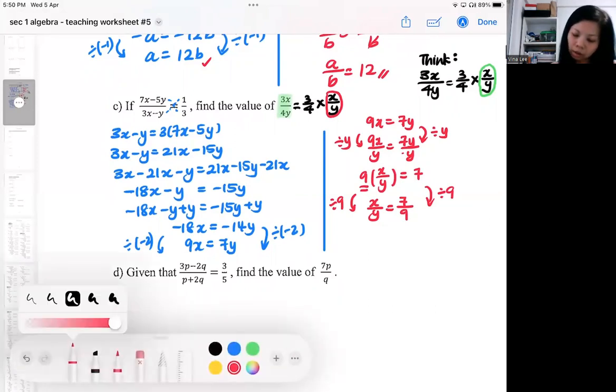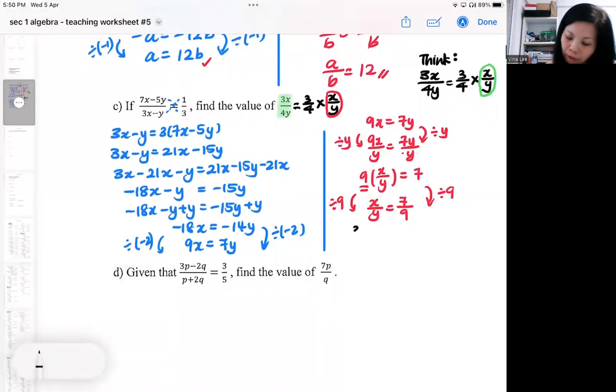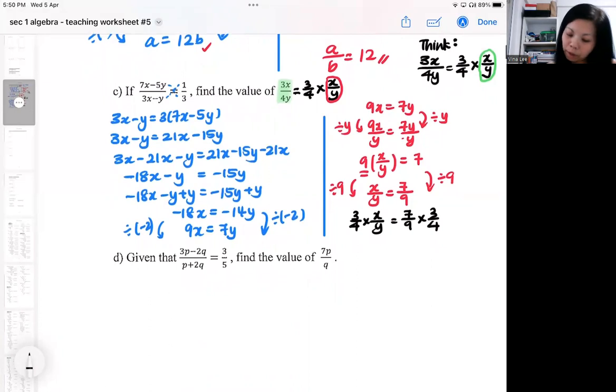After this, you multiply 3/4 on both sides. Because when you multiply 3/4 on both sides, you will have gotten the fraction that the question is asking. Then from there, you punch the calculator on the other side, 7 over 9 times 3 over 4. So that is the final answer.